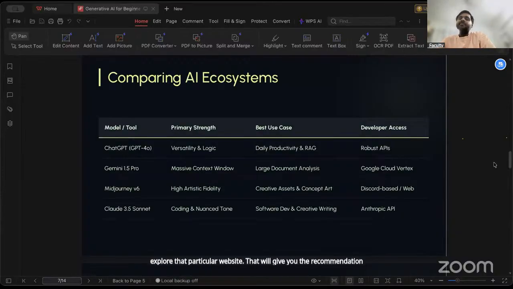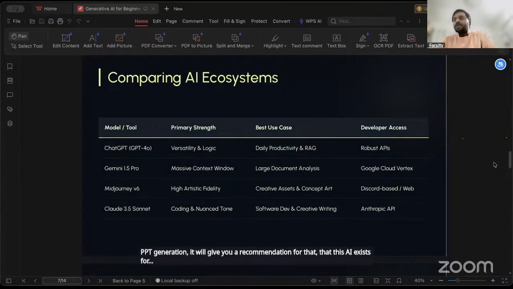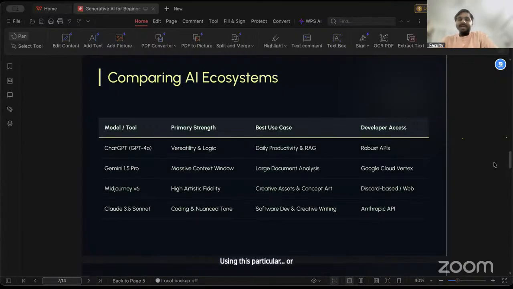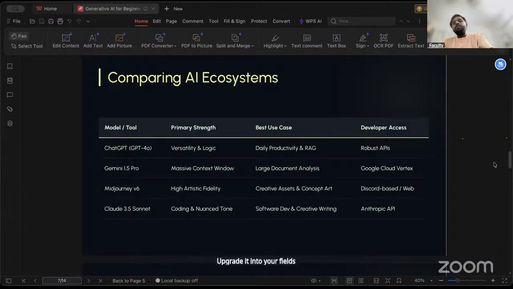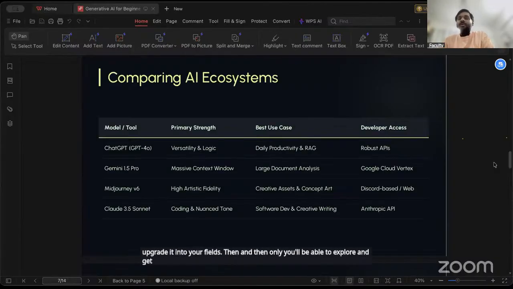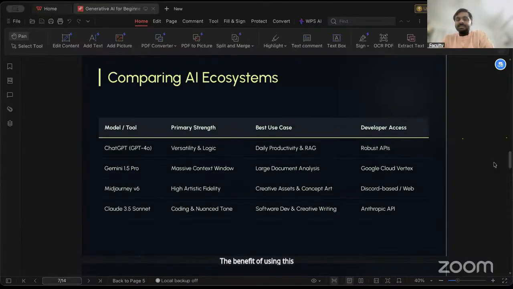If you want PPT generation, it will recommend which AI exists for doing this particular task. So there are options available in the market. The only thing is awareness is lagging. So you should stay upgraded in your fields. Then and only then will you be able to explore and get the benefit of using this generative AI.